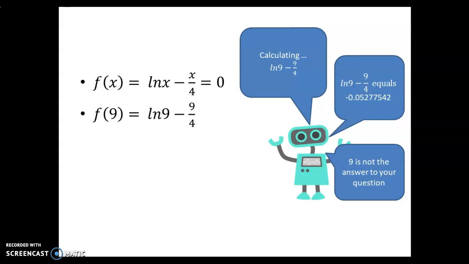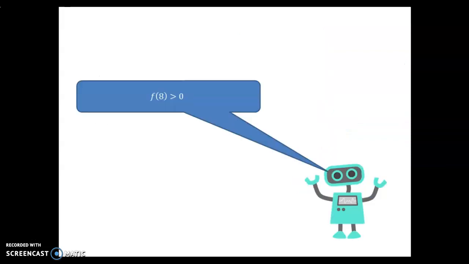So 9 isn't the answer to what is the root of this equation either. I mean, obviously, this could go on all day. We could just keep guessing numbers, see whether it equals 0, and if it doesn't, then our guess was not the root of the equation. But we can do a bit better than this.